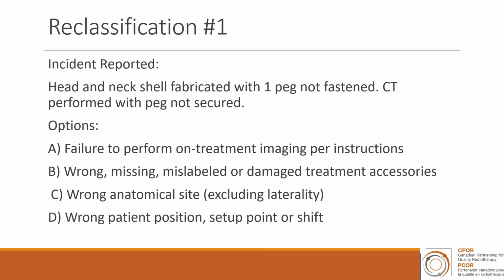So here's your incident. Head and neck shell was fabricated with one peg not fastened. CT was performed with pegs not secured. So our options for problem types are: A, failure to perform on-treatment imaging per instructions; B, wrong, missing, mislabeled, or damaged treatment accessories; C, wrong anatomical site, excluding laterality; or D, wrong patient position, setup point, or shift. So go ahead and think about this for a minute. You can look at your MDS and look at the definitions if you'd like. You can pause this if you'd like, and then we'll go on.